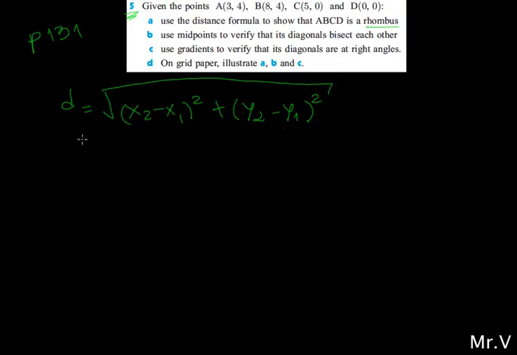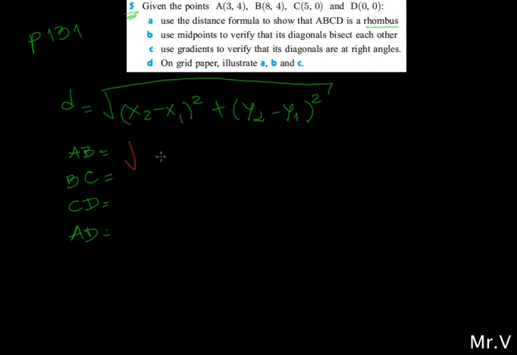Okay, so how many sides do we need to find? We need to find 4 sides. So we're going to identify those 4 sides, AB, BC, CD, and DA, but using the proper notation, we should write AD. So let's do the first one, and then we're going to assume it's a rhombus.